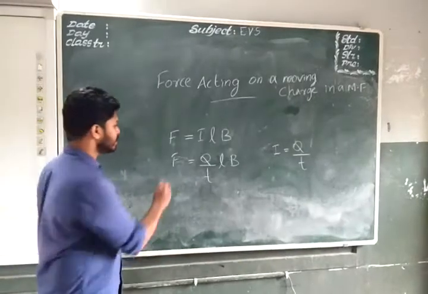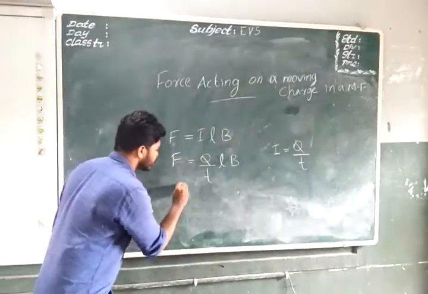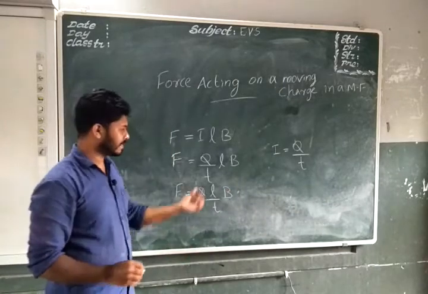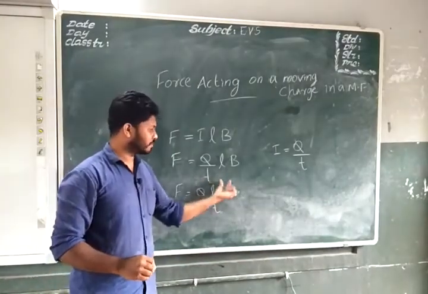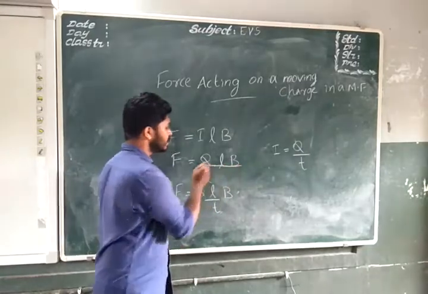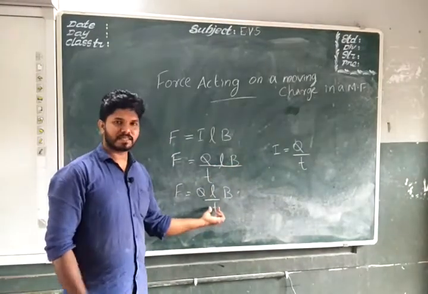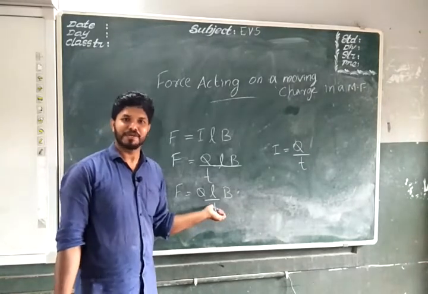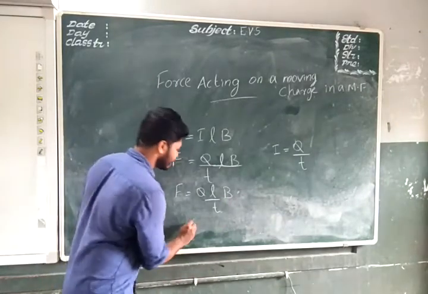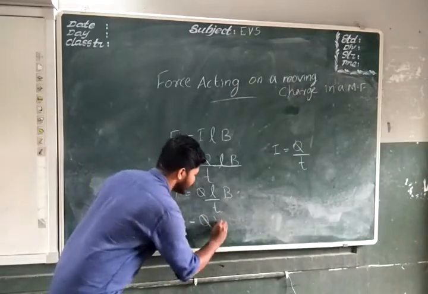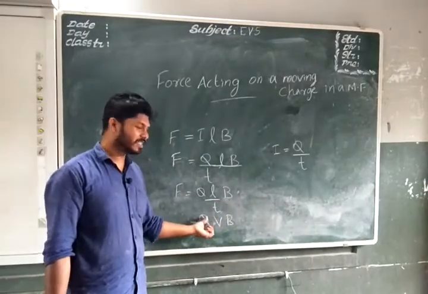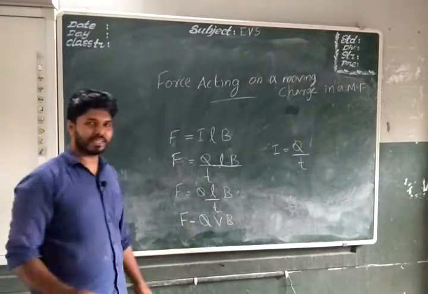Now let me rewrite the equation as F equal to Q into L by T. So I rearranged the equation by bringing this T to the bottom of L. There is no problem, we can bring it anywhere because it's all divided by T. Okay, fine. L by T. What is length by time, or distance by time? You studied in the very first chapter of 9th class. Distance by time, what is it? Yes, Q into V into B. What is V? Distance by time is the speed or velocity. So we got the equation F equal to QVB.